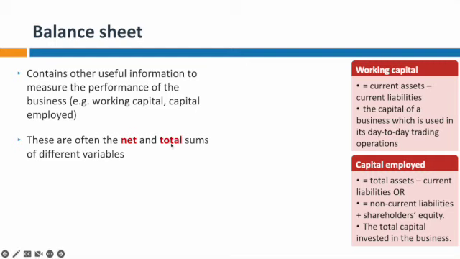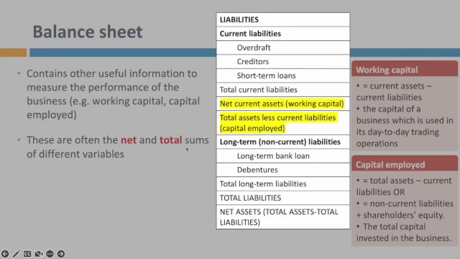So these net or total sums are listed actually between the current liabilities and the long-term liabilities. Working capital we list right under total current liabilities. And sometimes the working capital is referred to as net current assets. Get used to the word net. It's going to be there a lot. And the second one, the total assets minus current liabilities, is the capital employed, and it is listed under the working capital, just before we start talking about long-term liabilities.